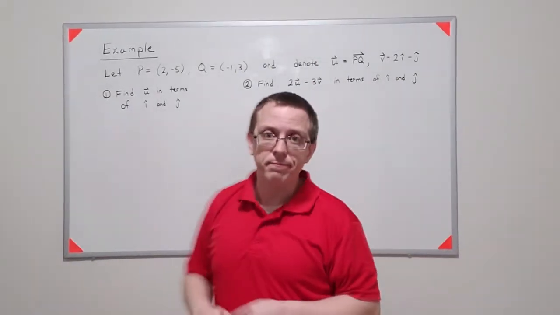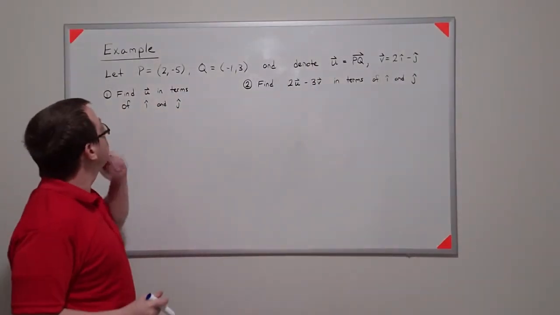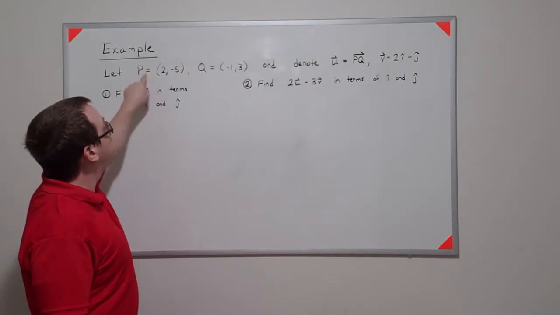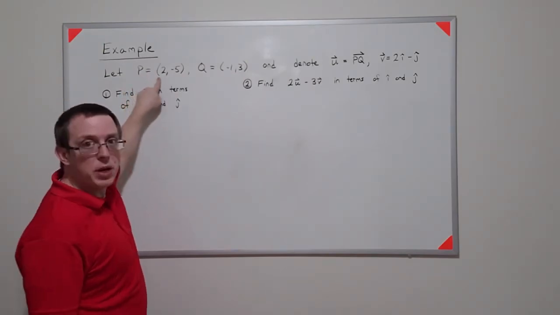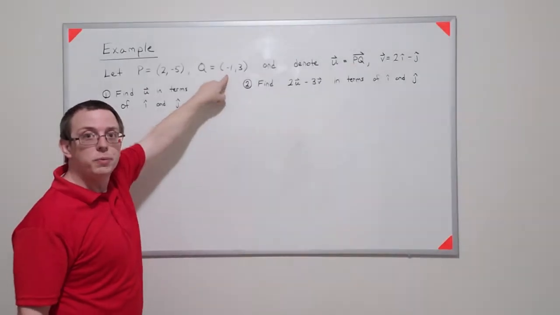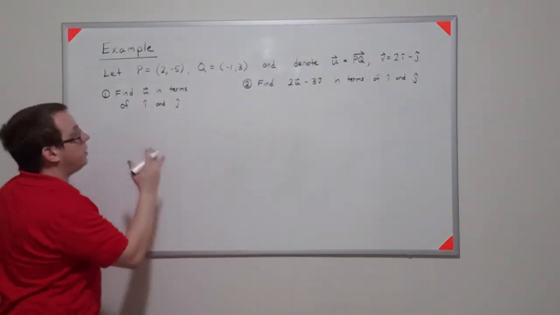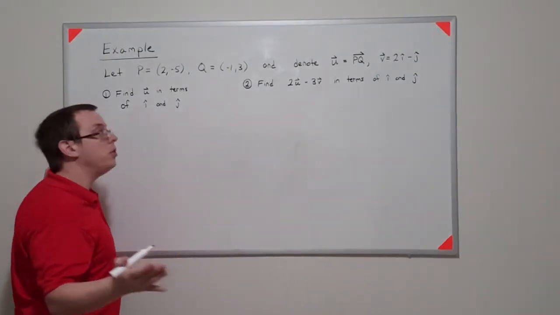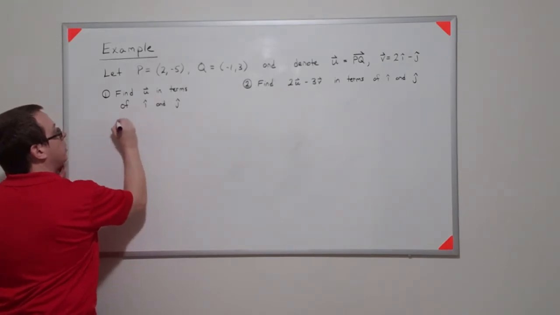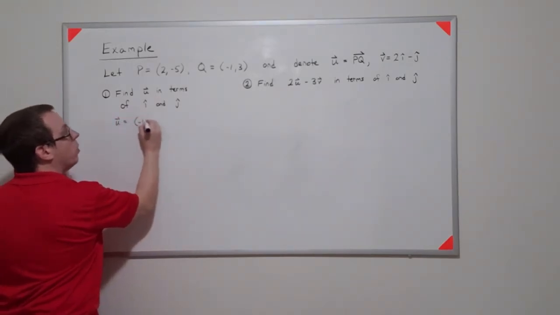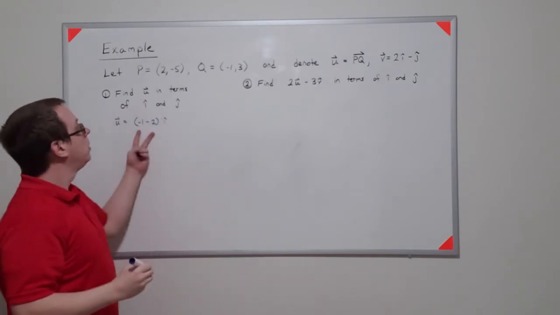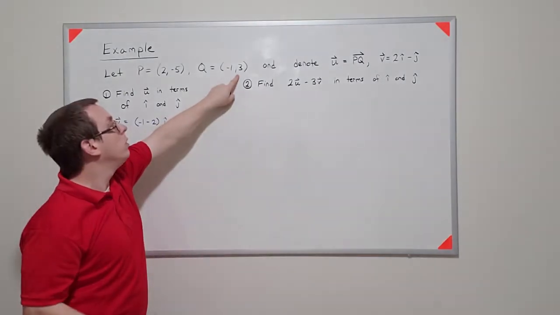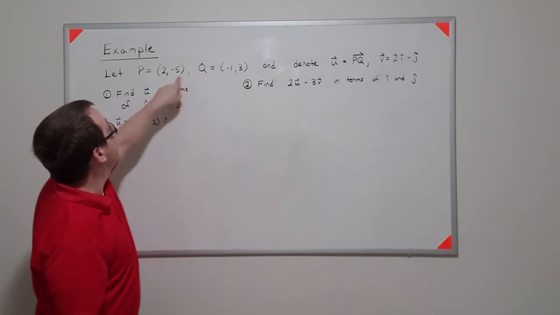So let's get started. To get i and j, I really need to get those individual components. If the directed line segment goes from P, the initial point, and terminates at Q, then the x component, or the i component, that standard unit vector, is going to be -1 minus 2. And then the j component, or the standard vector for the y dimension, is 3 minus -5.